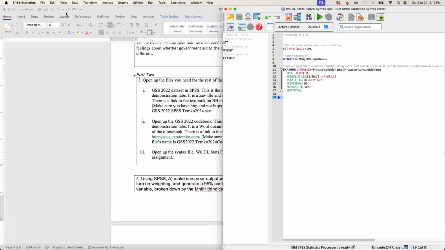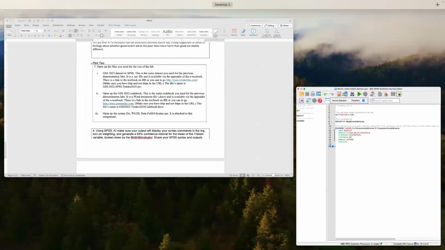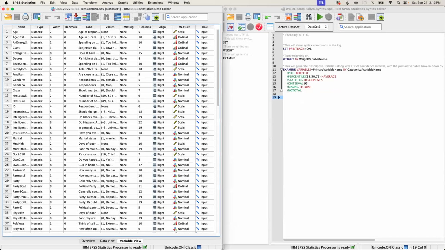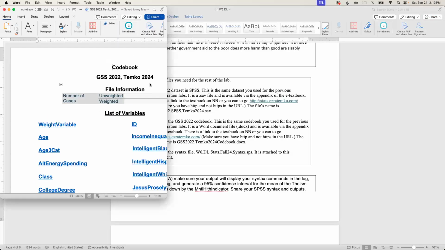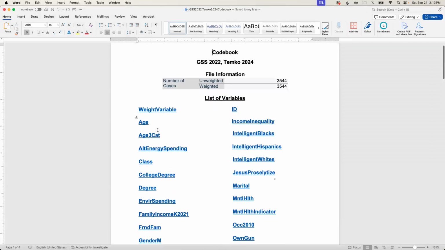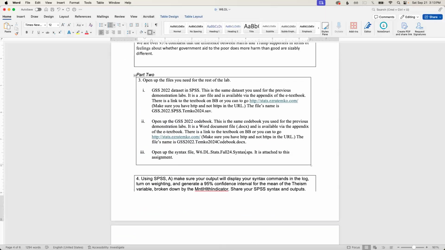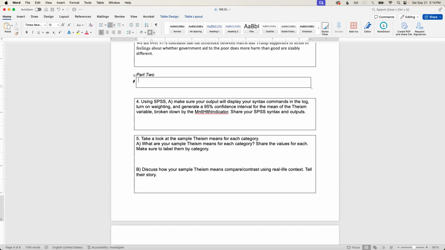Okay, so here's my syntax file. And I have my data set open. And I have my code book open. Okay, all right. So I open these all up. So I'm done with this one.